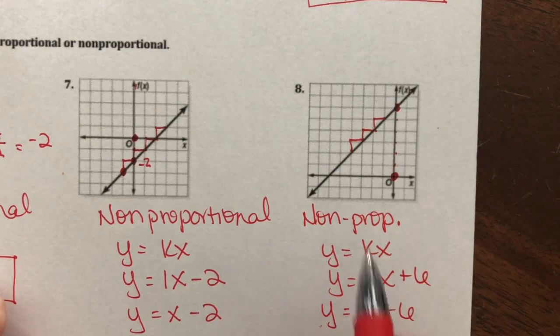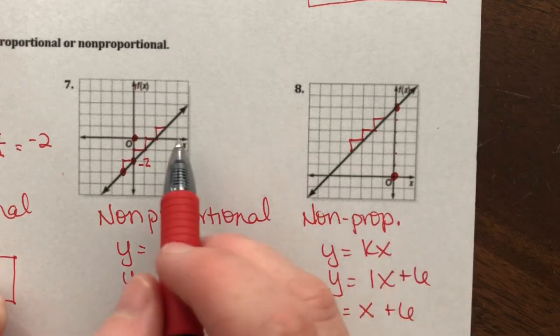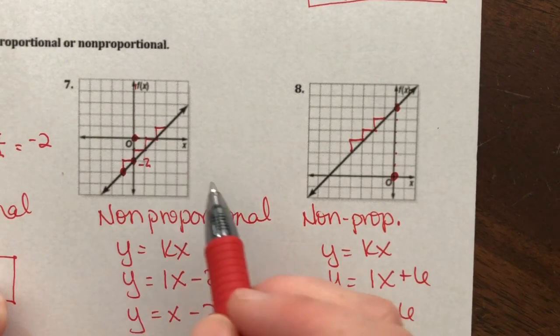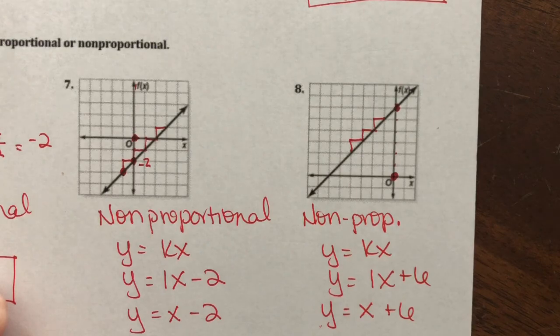But you didn't have to write an equation. You just had to tell if it was proportional or not. If it goes through the origin, it's proportional. If it doesn't, it's not proportional. Let me know if you have questions.